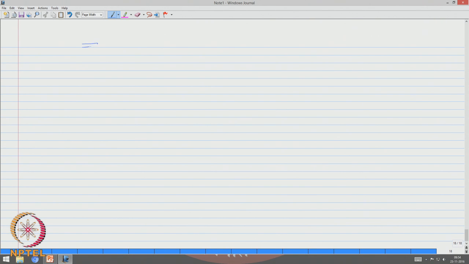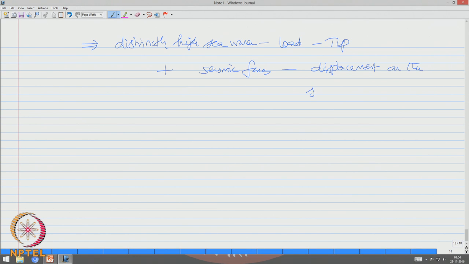Further, these distinctly high sea waves are applied as a special load on a TLP along with seismic forces, which causes displacement on the seabed. So, friends, it is now interesting that the problem is well defined. We have earthquake forces plus distinctly high sea waves, which makes it a special load.